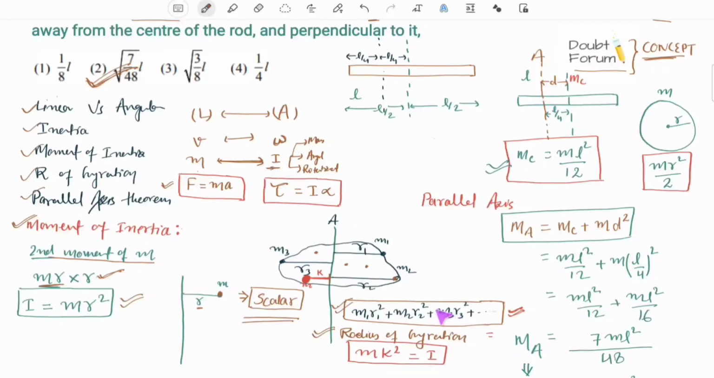So this is the moment of inertia calculated from the individual distribution of particles, m1 r1 square, m2 r2 square, and so on. And in one go, if the entire mass was concentrated at any point, m is the mass of the body, the distance of that imaginary point from the axis, k, would be called the radius of gyration, and it would give mk square, the second moment of the entire mass, by considering radius of gyration.